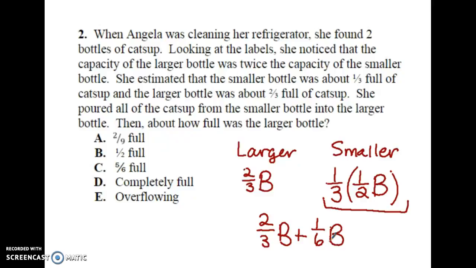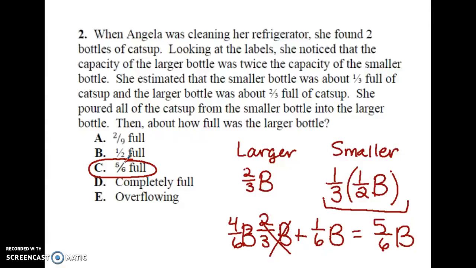Then when you combine those together, you can get common denominators if you don't feel comfortable or don't have a calculator in your possession. 2/3 in terms of sixths is 4/6. So really you've got 4/6 of the bottle plus 1/6 of the bottle, which gives you 5/6 of the larger bottle of ketchup. So our answer choice is C. That bottle is 5/6 full.